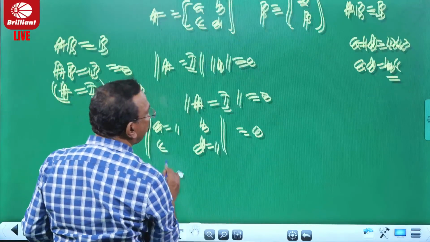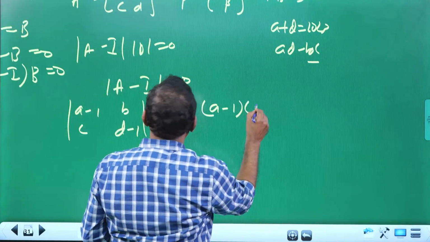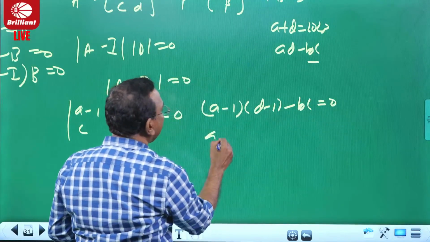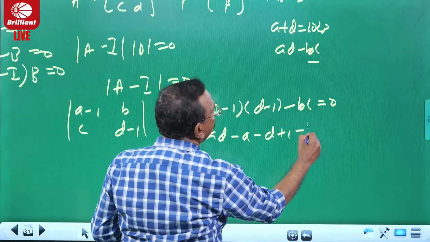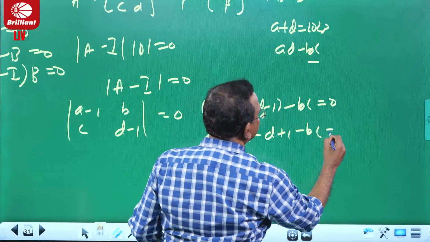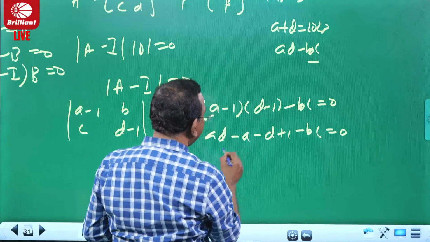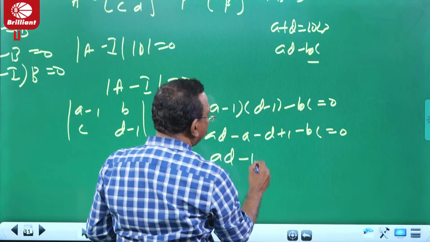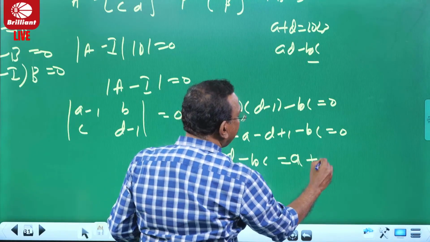So you can expand. How to expand this? It is equal to (A minus 1) into (D minus 1) minus BC is equal to 0. So we can expand as AD minus A minus D plus 1 minus BC, which should be given as 0. So we can see AD minus BC is equal to 1 minus (A plus D minus 1).